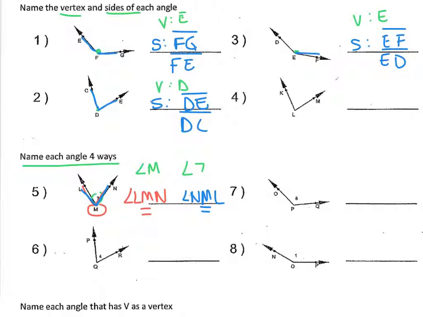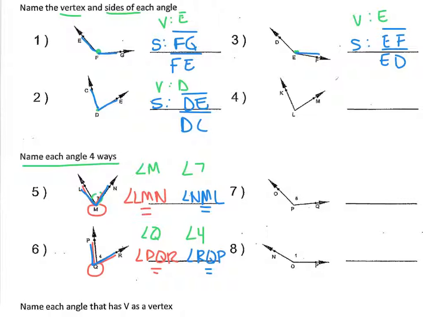So number 6 here. I can call it angle Q because Q is the vertex. I could call it angle 4 because there's a 4 written in the opening. If I trace it this way, I could call it angle PQR. Notice my vertex is Q and Q is in the middle. And if I trace it this way, I could call it angle RQP. Again, notice Q is the vertex and it's in the middle.